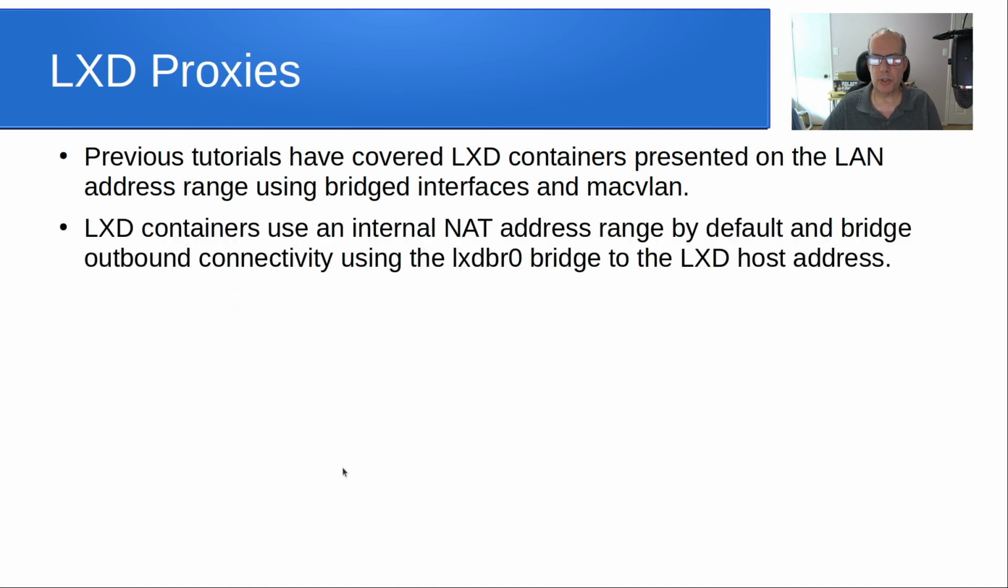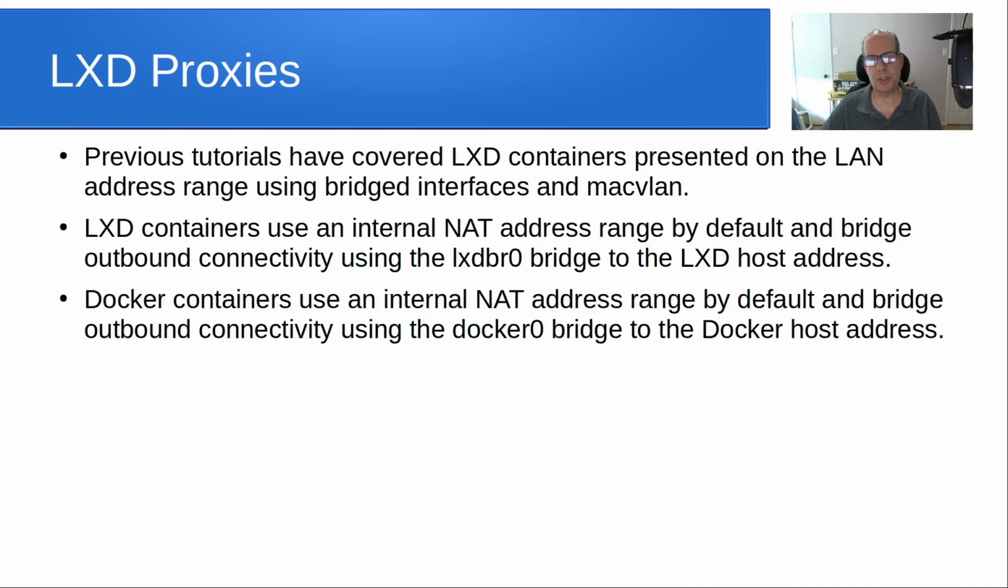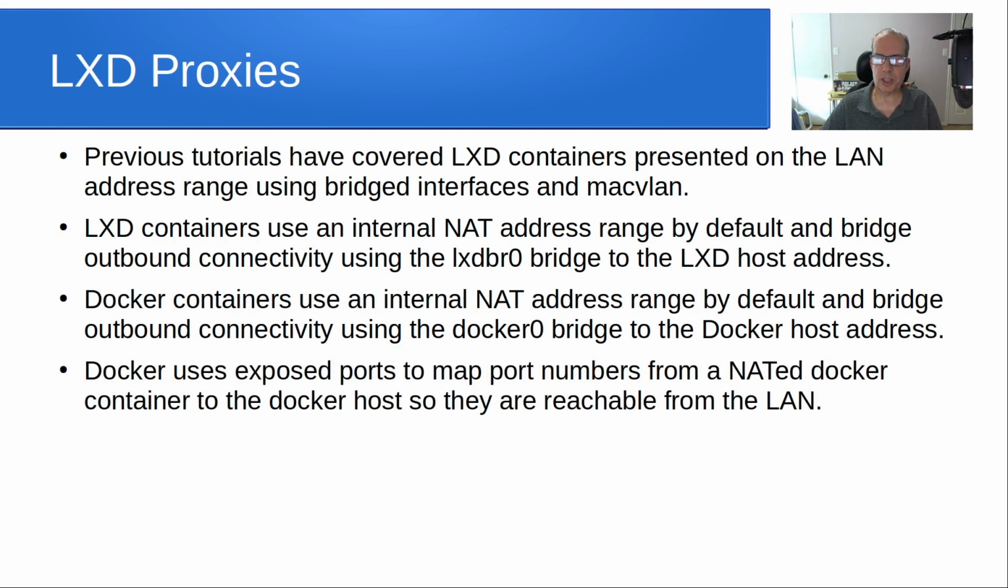So LXD containers use an internal NAT address range, and they bridge their outbound connectivity using the LXD BR0 bridge, and they use the address of the LXD host. Likewise, Docker containers also use an internal NAT address range by default, and they bridge their outbound network connectivity to the main LAN using the device normally referred to as Docker 0. So Docker uses exposed ports to map port numbers from a NATed Docker container to the container host so that they're reachable from the LAN.